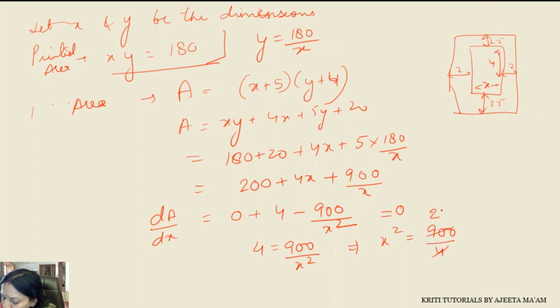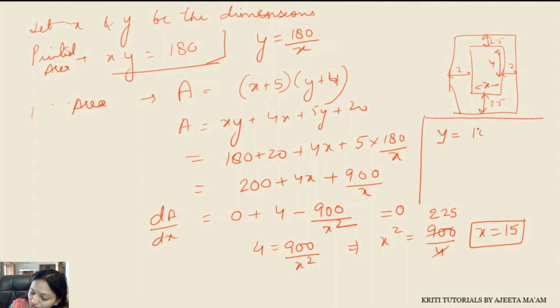so 225. So what's your x? 15. Plus minus 15, but dimension cannot be negative. Correct? So this is what we have. Now let's move on. So this is what we get. So your x is coming out to be plus minus 15. Now let's do it. So what do you get as y? Let's find it out. 180 upon 15. So let's do it. So what do we get? 12.